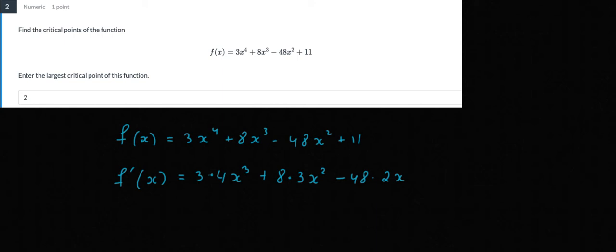The derivative of the last constant term of the function, 11, is equal to 0 because that is a constant term and it does not change. Now, let's set this derivative equal to 0, and our next goal is to try to solve for x.